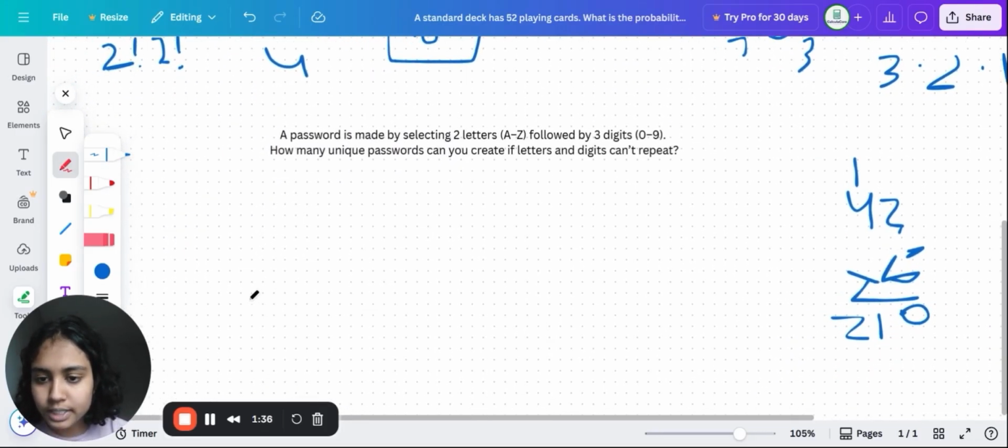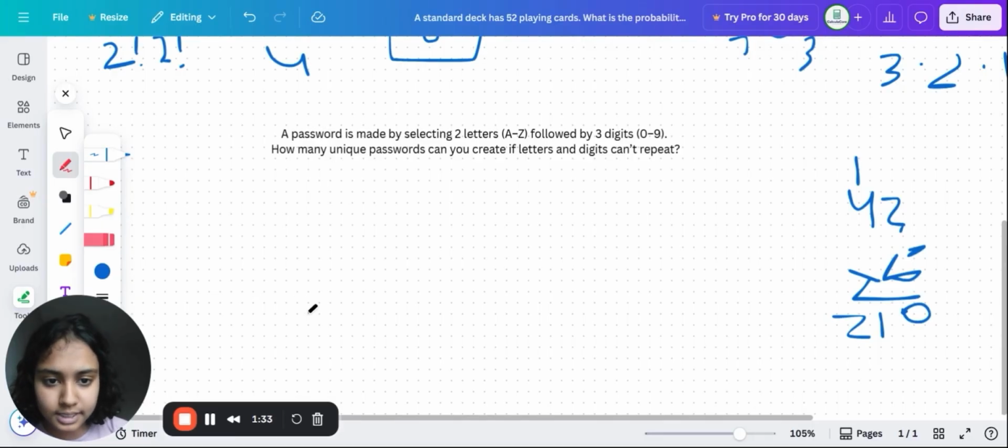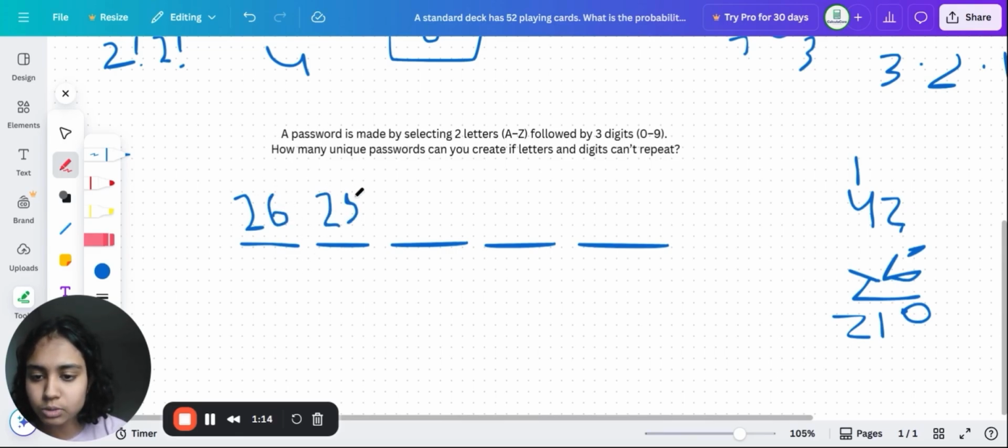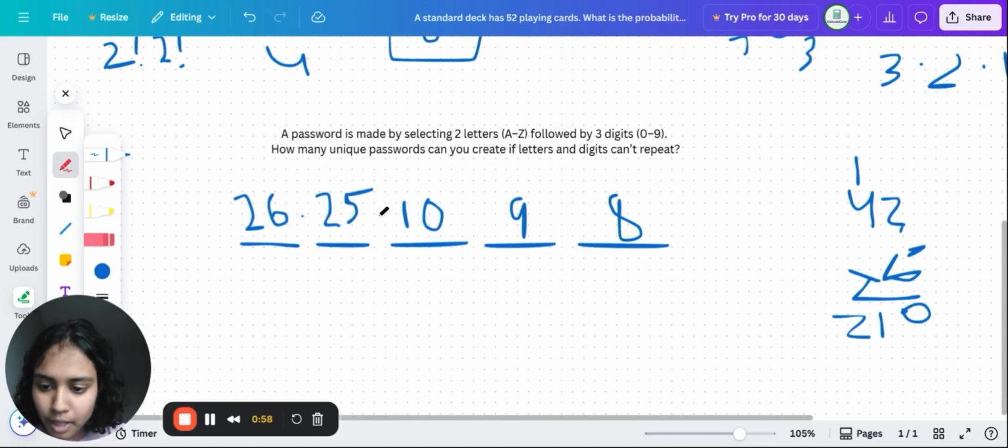And now our final problem here. A password is made by selecting 2 letters from A to Z, followed by 3 digits from 0 to 9. How many unique passwords can you create if letters and digits can't repeat? So we have a 5-character password here, and we want to use 2 letters. We know that there are 26 letters total, so any of the 26 could be for the first one. However, we would have 25 for the next one because letters can't repeat. So once you use one, you cannot use it again. And then followed by the 3 digits, there are 10 digits total. And then there would be 9 because you don't want to use the one you already used. And then there would be 8 because you don't want to repeat these digits.